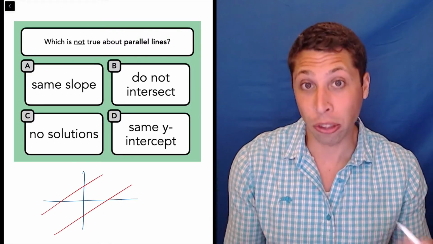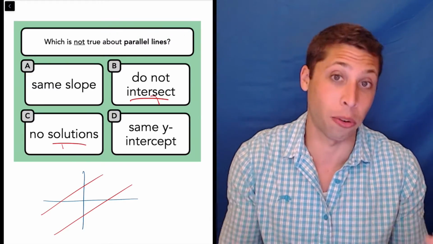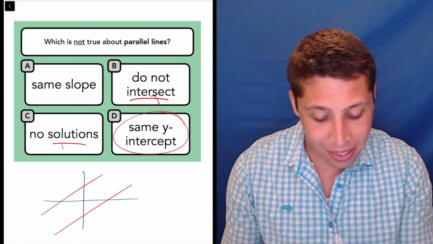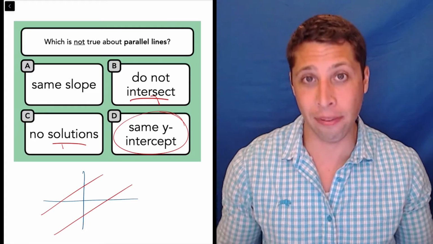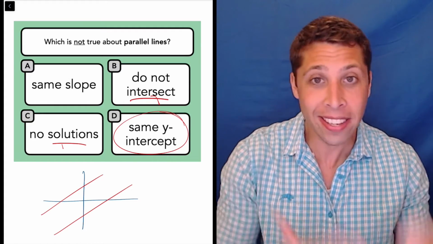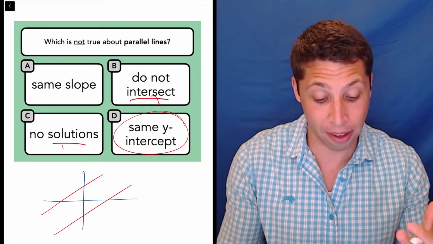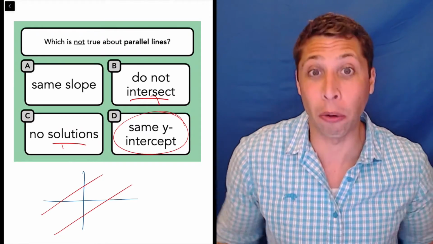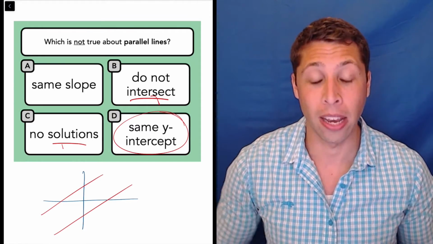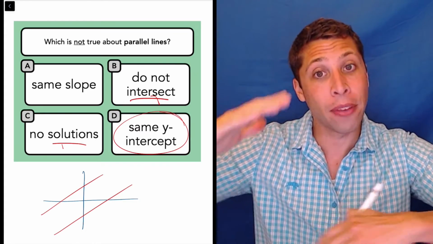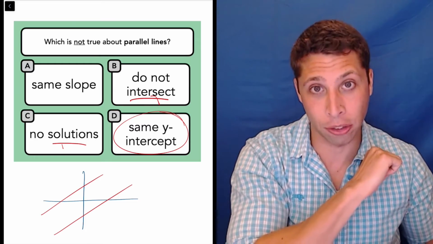And they have no solutions because the solution is just another word for intersection when we're talking about a graph or an equation. So choice D is the answer. They can't have the same y-intercept because if they did, then they would be the same line and they wouldn't be parallel, they would just be overlapping. They would be literally the same line. So the y-intercept is going to be different because we're at different spots on the graph, but we're always moving in the same direction when we're parallel.